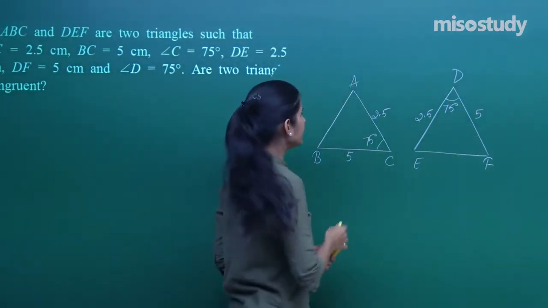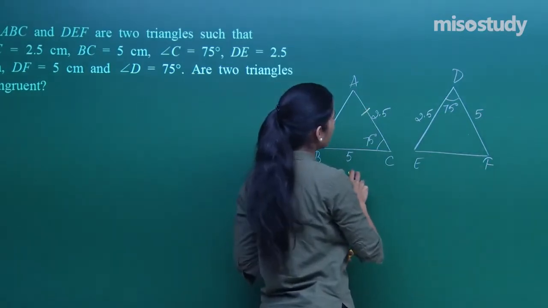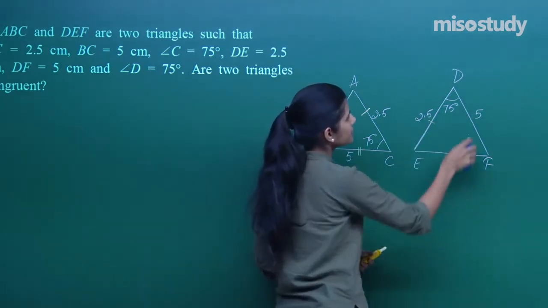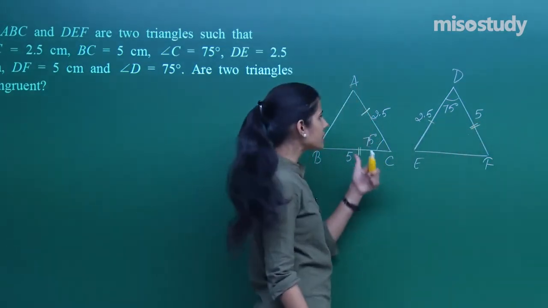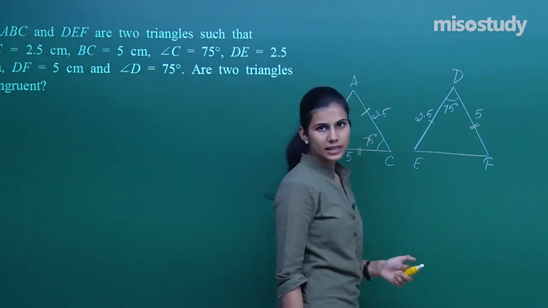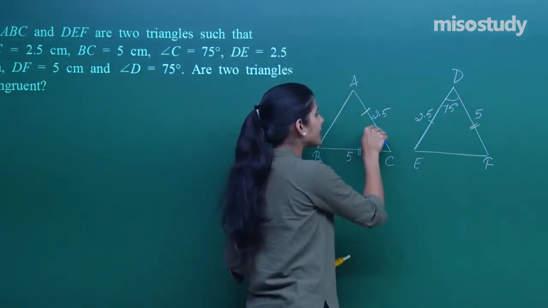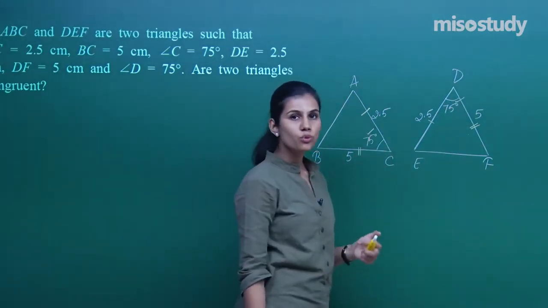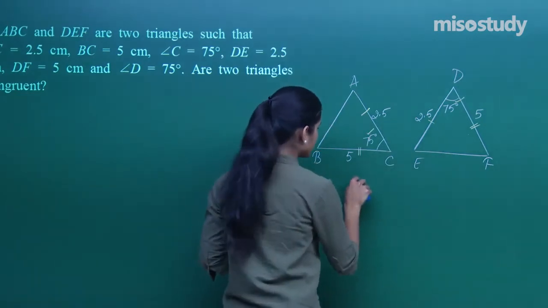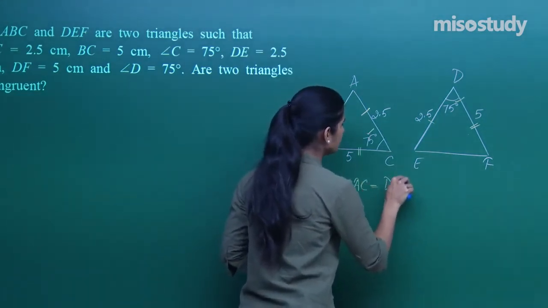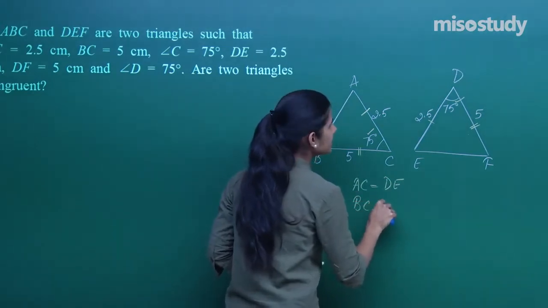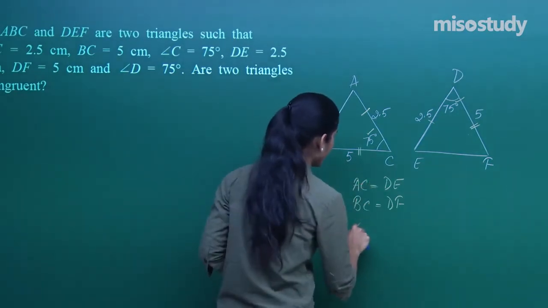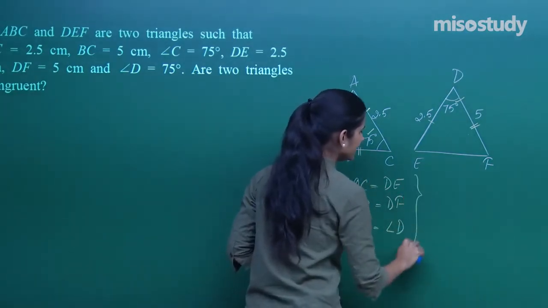If you can carefully see, one side of triangle ABC is equal to one side of triangle DEF, another side of triangle ABC is equal to another side of triangle DEF. So two sides of one triangle are equal to two sides of the other triangle and included angle between the two sides in both the triangles are same. So by SAS Congruence Rule, both the triangles are congruent. So I can say AC is equal to DE, BC is equal to DF and angle at C is equal to angle at D.